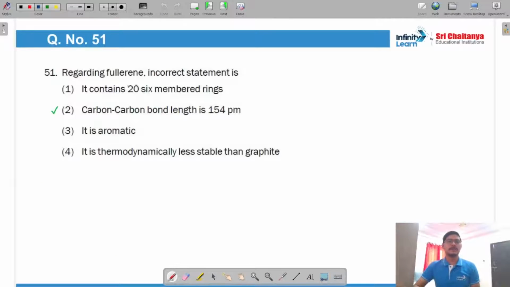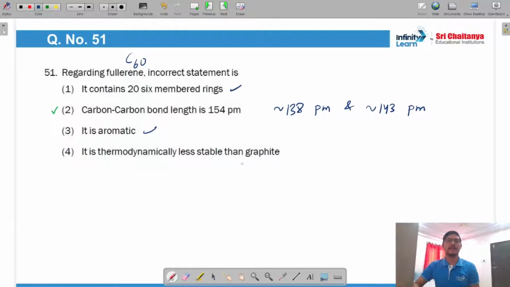Question number 1 regarding fullerene, incorrect statement is... so we are talking about C60, right? Specifically Buckminster fullerene. It contains 26 membered rings, correct. Carbon-carbon bond length is approximately 138 pm and approximately 143 pm. There are two types of bond lengths that are found in C60. So this statement is incorrect. Otherwise, the rest two are correct.